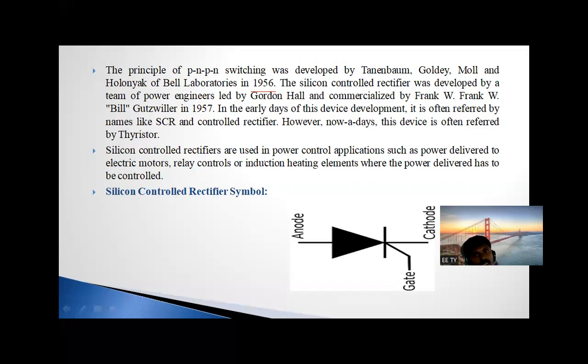Silicon control rectifiers are used in power control applications such as power delivered to electric motors, relay controls, induction heating, and so on. This is the symbol of the SCR or thyristor. How many terminals are there for a thyristor? 3 terminals. What are those? Anode, cathode, and gate. Clear?